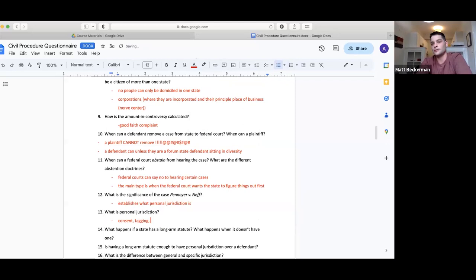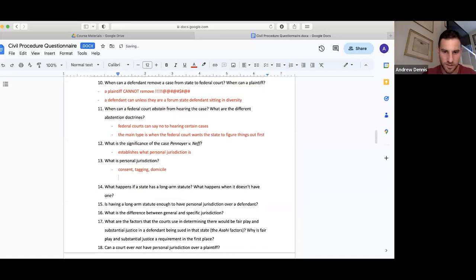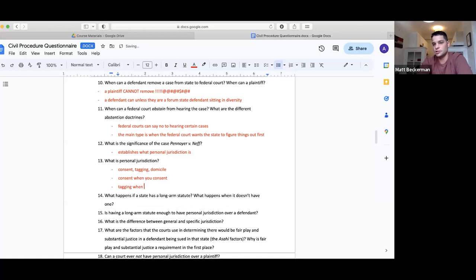All right, talk to me. What does this mean? Anything else? When you consent to personal jurisdiction, that's pretty easy. Plaintiffs always consent, otherwise they wouldn't be plaintiffs. Tagging is when they're in the state and you physically serve them papers and you're saying, here, you're being served. If they're in that state, then you can have personal jurisdiction over them. And then domicile is if they live there. So if they're domiciled there.